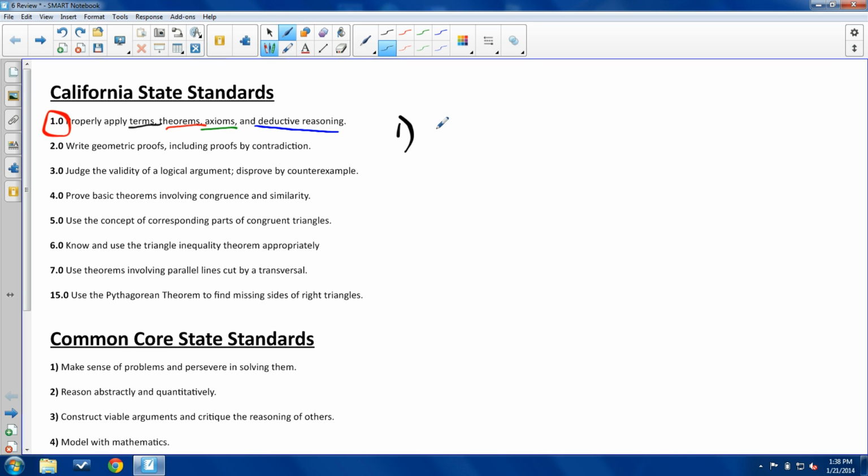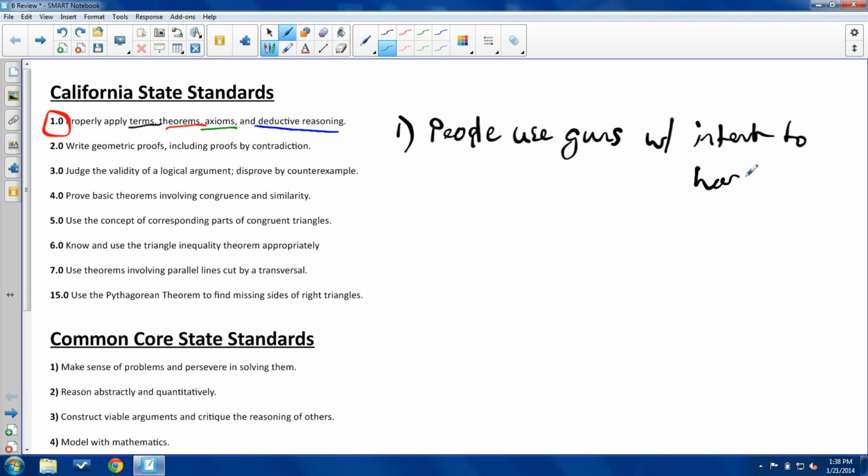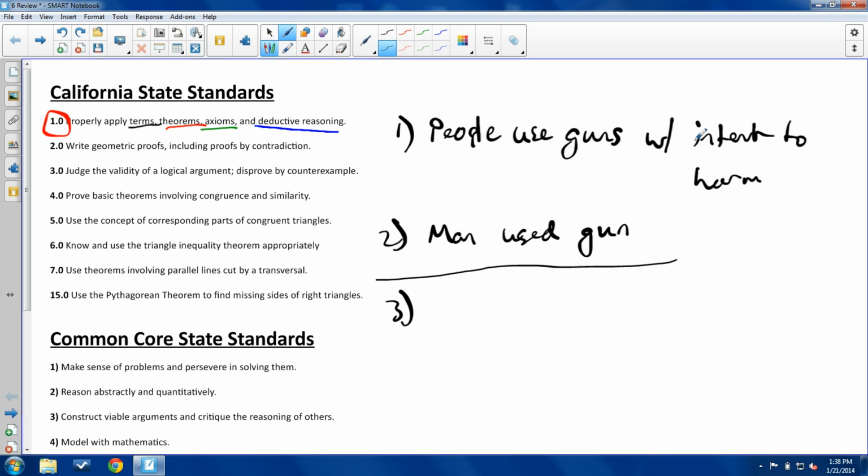You'd lay out a statement that people use guns with intent to harm. That's a statement. And then, we have to assume some things to be true, I suppose. And then you say that this man used a gun. So your deductive reasoning based on that is saying that this man used a gun with the intent to harm. So you bring those things down there. That's deductive reasoning.